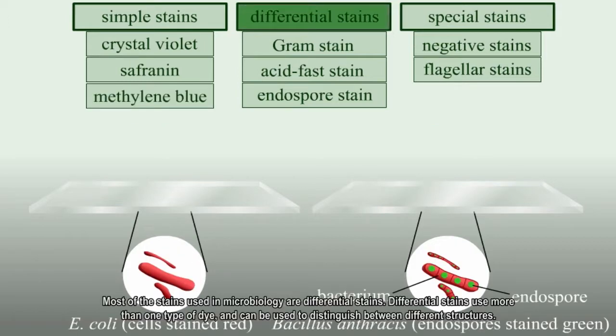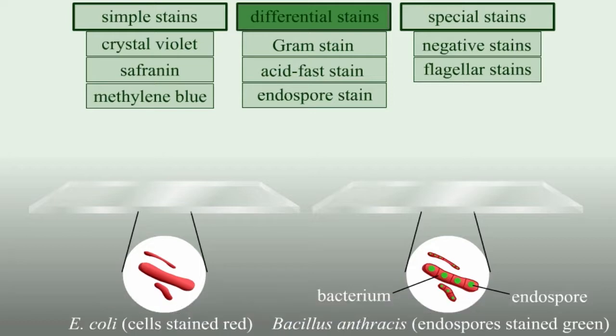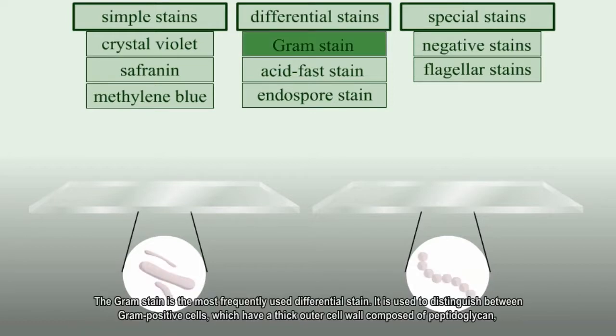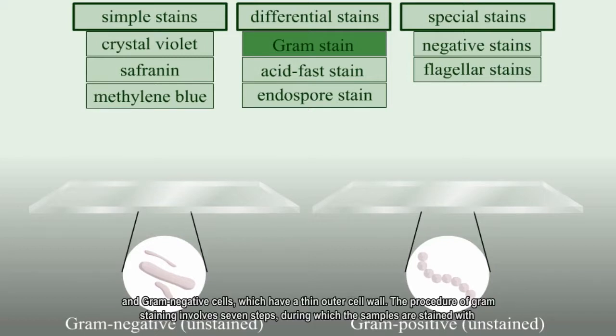Most of the stains used in microbiology are differential stains. Differential stains use more than one type of dye and can be used to distinguish between different structures. The Gram stain is the most frequently used differential stain. It's used to distinguish between Gram-positive cells, which have a thick outer cell wall composed of peptidoglycan, and Gram-negative cells, which have a thin outer cell wall.